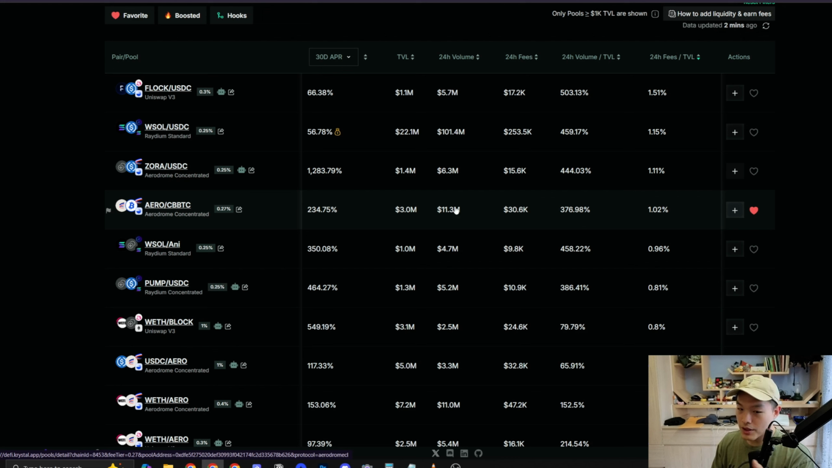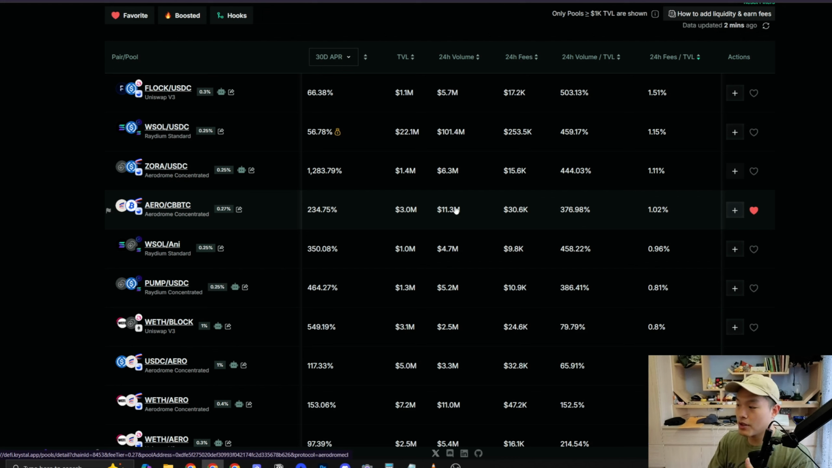The reason why is because if your fees don't cover the asset depreciation, so if your asset declined by 70, 80%, but the APR you earn is not enough to cover the loss, then you will lose money over time, right?